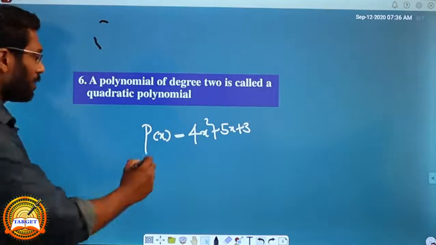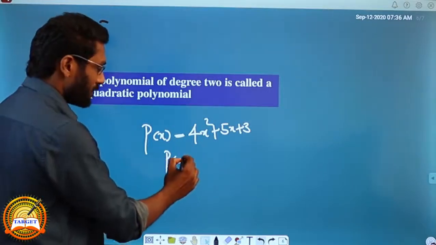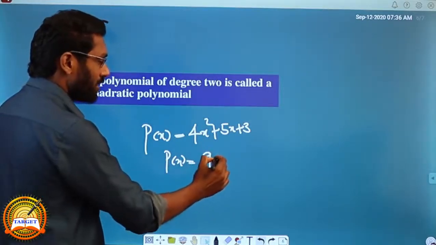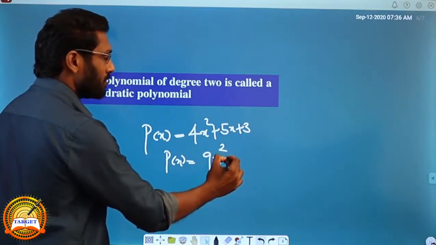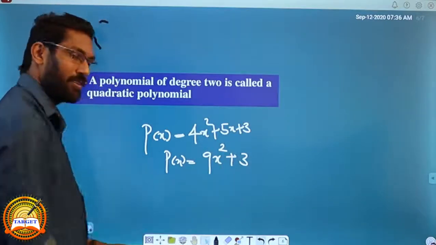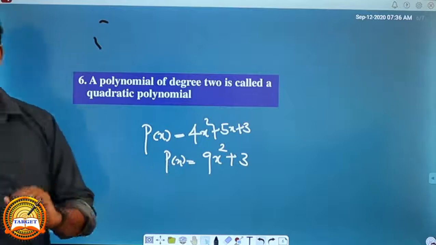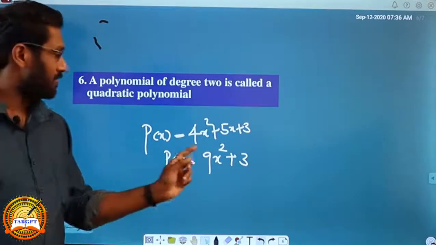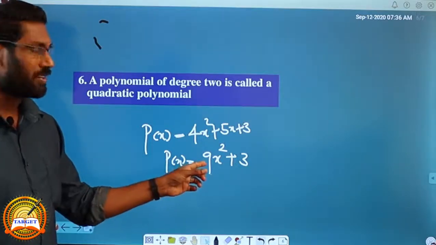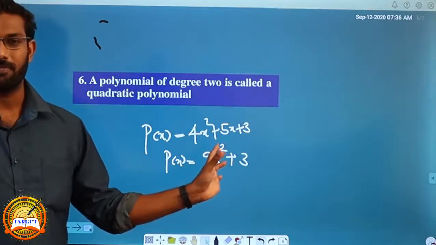We can write another example. P of x equals 9x raised to 2 plus 3. Look at this one. Here also, the degree of the polynomial is 2. Therefore, it is also a quadratic polynomial.